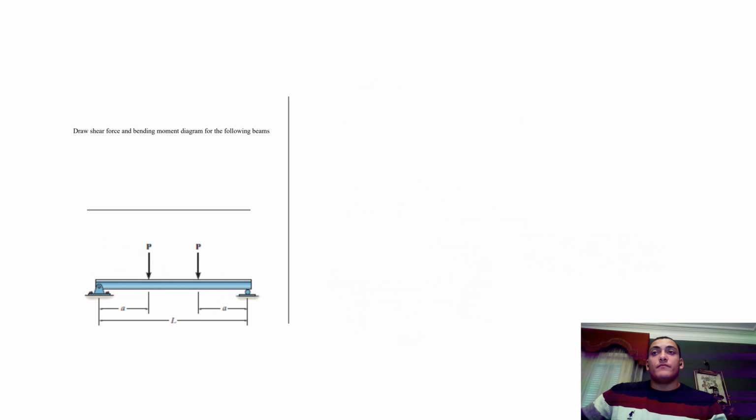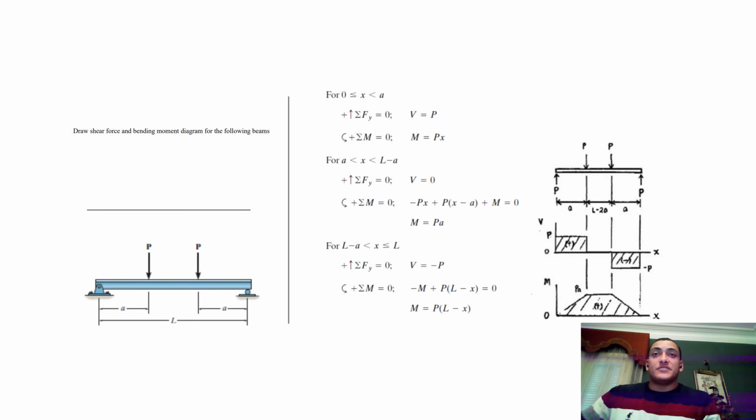Draw the shear force and bending moment diagrams for the following beams. As you can see, there are no numbers. It's up to us to provide all the shear force and bending moment diagrams. So as you can see here, for 0 less than or equal to x, which is less than a, sigma Fy equals 0, so V equals P. Sigma moment equals 0, so moment is P multiplied by x.